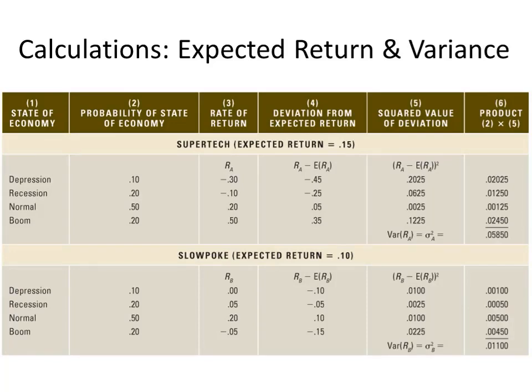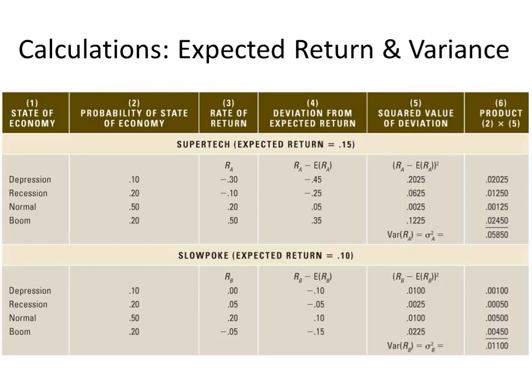Okay, now that we have expected returns for both SuperTech and Slowpoke, we can figure out the deviation from the mean, or expected return, for each state of the economy for each stock. We do this by taking the return in that state of the economy minus the expected return. For example, for SuperTech in depression, return is minus 0.30, and we're going to subtract 0.15, the expected return, from that. The result, minus 0.45.